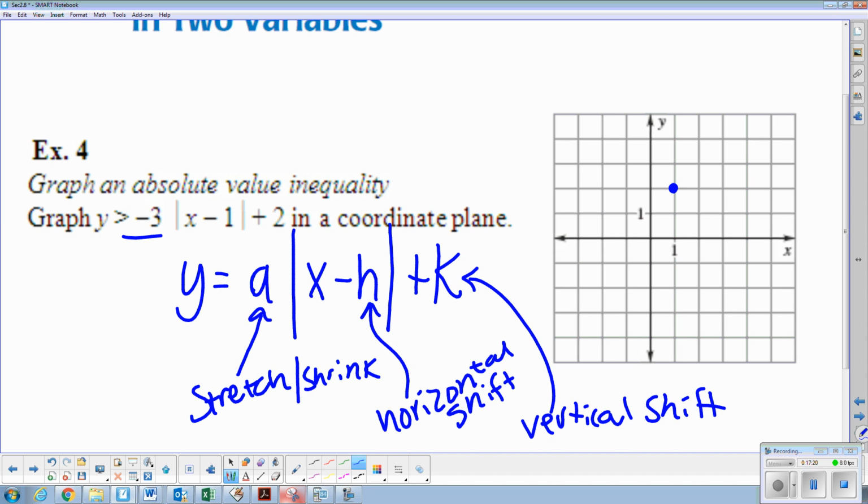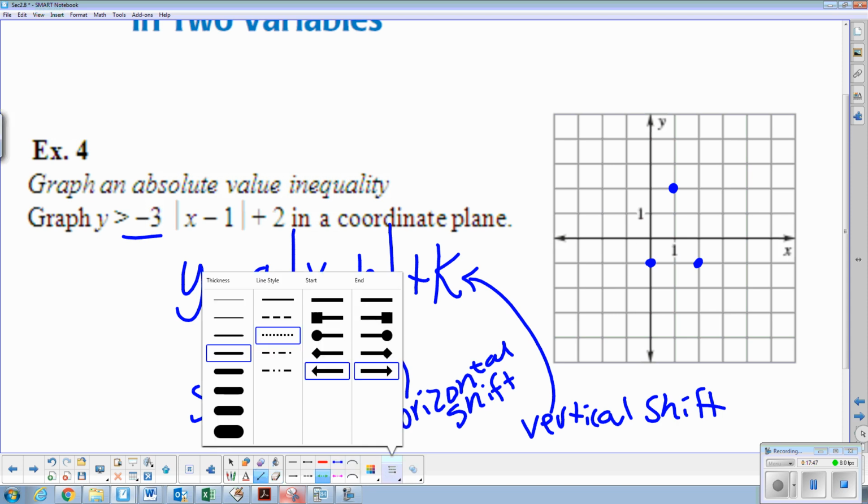And then since our a is -3, we know that if we move over to the right 1 unit, we're going down 3 units. And if we move to the left 1 unit, we're going down 3 units. So here's what our absolute value graph will look like.